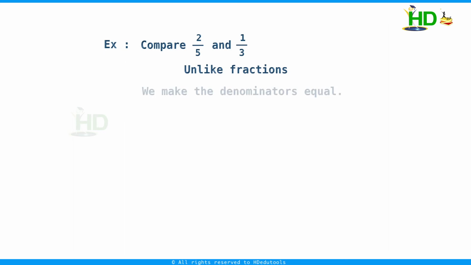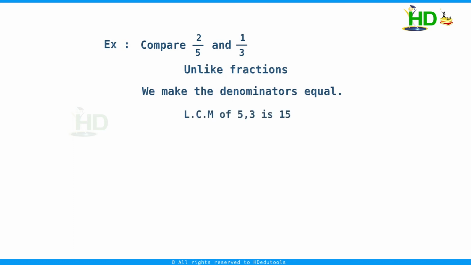Take another example. Compare 2 by 5 with 1 by 3. Here we cannot compare the fractions directly since they are having different denominators. What we have to do here? First, we have to make them as like fractions. That is, we make the denominators equal. We consider the denominators and we take the product of the denominators, or we take the LCM of the denominators. In this case both are same since they have no common factors. Therefore LCM of 5 and 3 is 15.